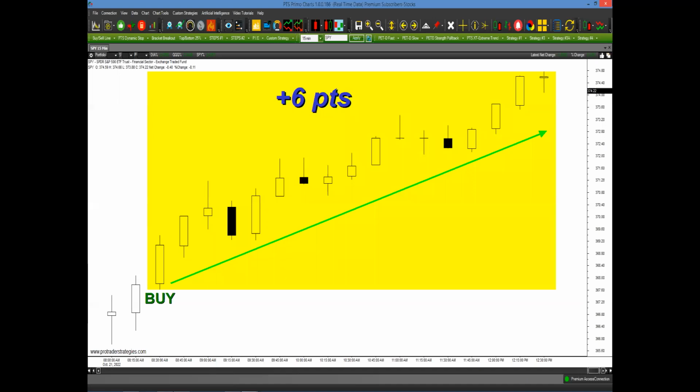You could have potentially made 6 points by the end of the day. Okay, 6 points represented hundreds of Dow Jones Industrial points to the upside. So a lot of traders like to use this as a market identifying tool as well to try and tell the trend of the market.